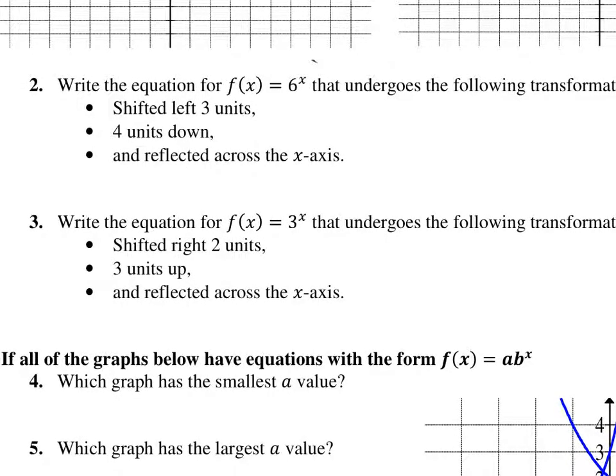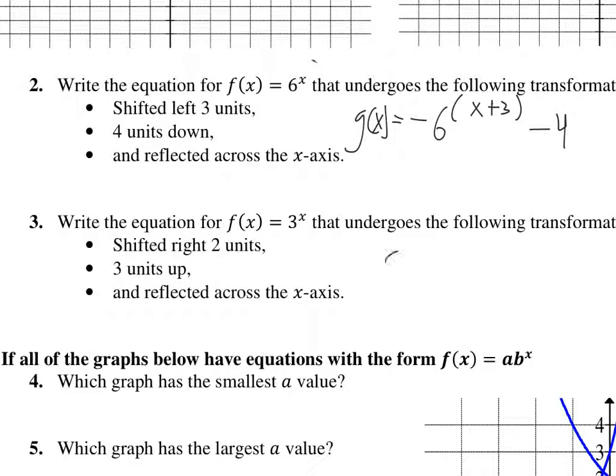All right, number 2 actually. Okay, so we're going to shift this here. We're going to shift it left 3. So we've got g of x, we'll give it a different name, equals, left is going to be inside the exponent here. So that's going to be x plus 3, because it's opposite from what we'd expect. It's going to go down 4, so that's going to be minus 4 out front. And it's going to reflect across the x-axis, so that's a vertical flip, so that's a negative out here.